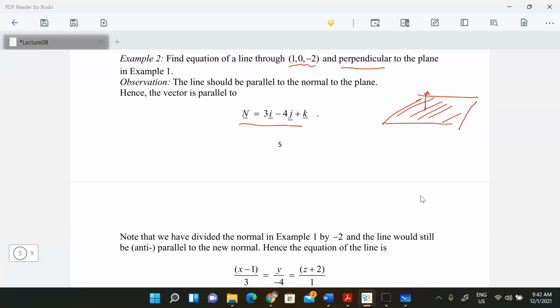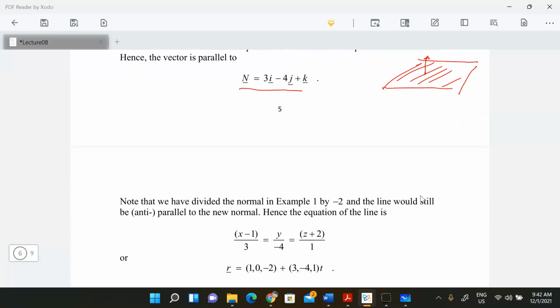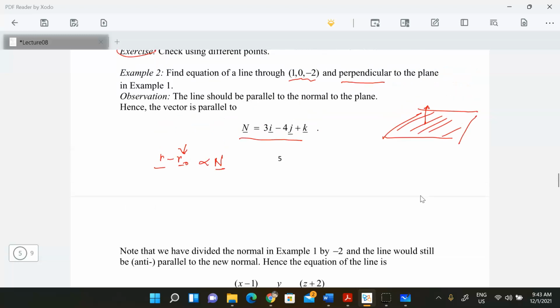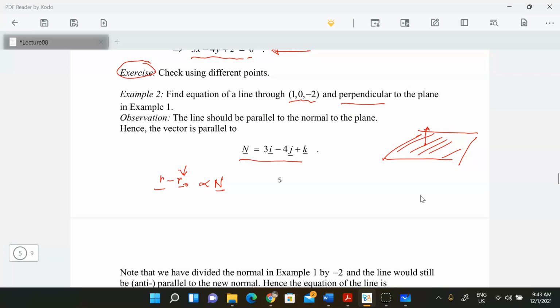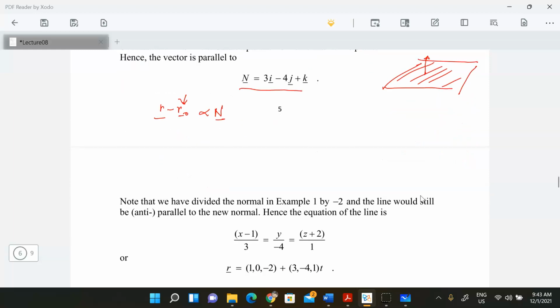So it's parallel to that normal. Then I go back to this particular set of equations where, since r minus r naught is proportional to n, I can use that the respective components, their ratios, will be equal. So what do I get? Where is r naught coming from? r naught is from the given point, so x equals 1, y equals 0, and z equals minus 2. So we can put that there.